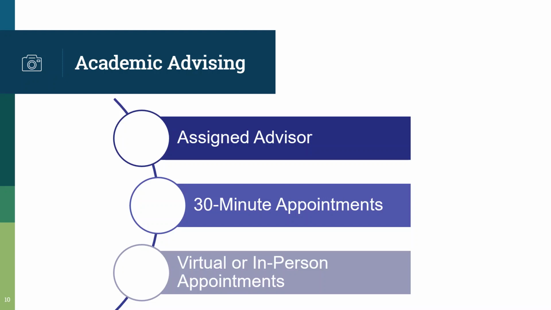In general, each student here at Oakton is assigned to an academic advisor. And so your student can find out who their assigned advisor is. It is housed in their My Oakton portal in their student profile.